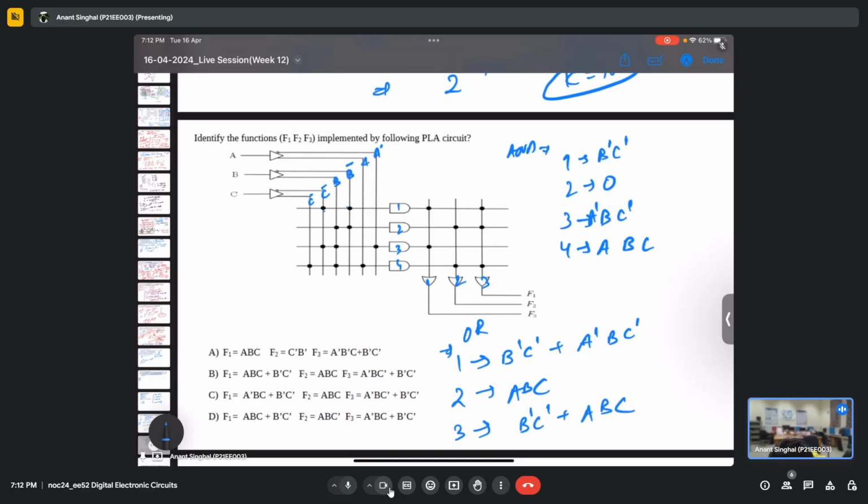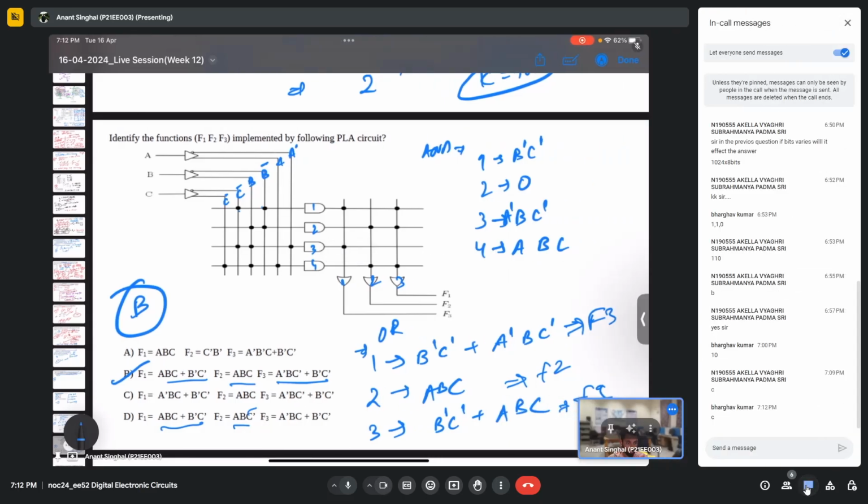So 1 is F3, 2 is F2, and 3 is F1. So F1 is ABC plus B complement C complement, which is ABC. So this is two options. We have ABC as F2 and F3 is A complement B C complement plus B complement C complement. This is the option. So option B is the correct answer. I don't know why it took so much time. This is very easy to do.